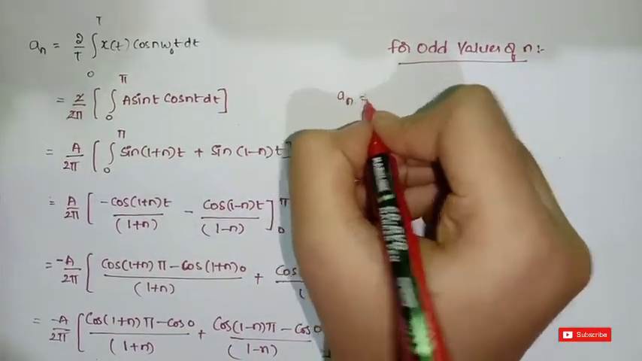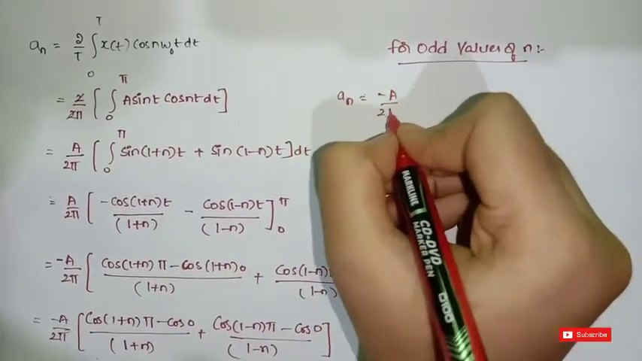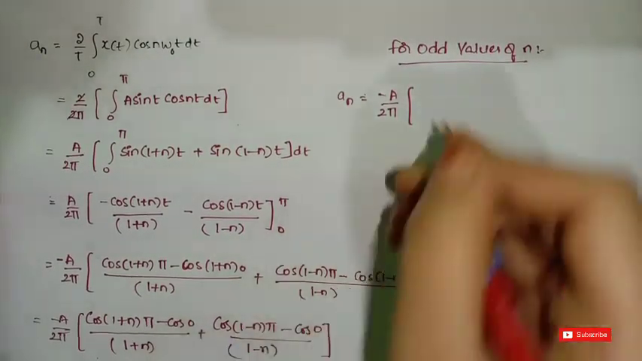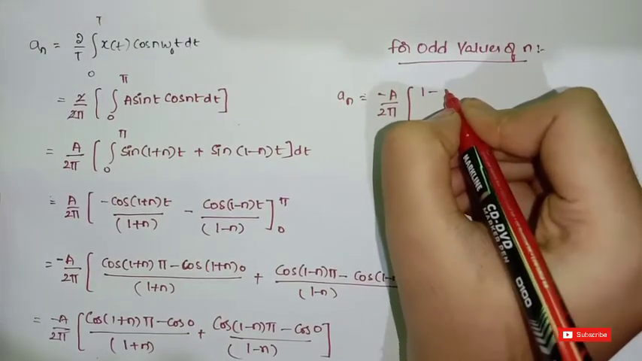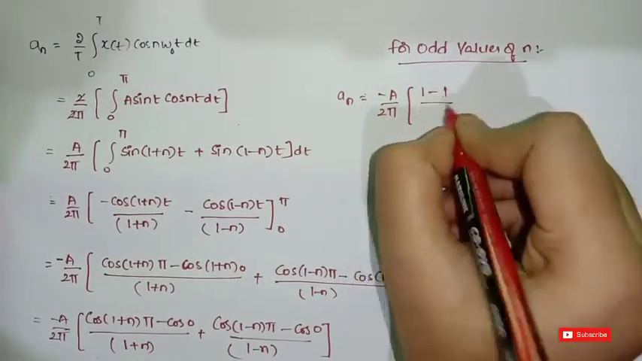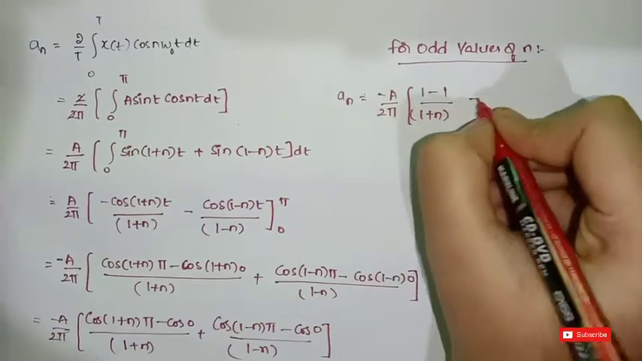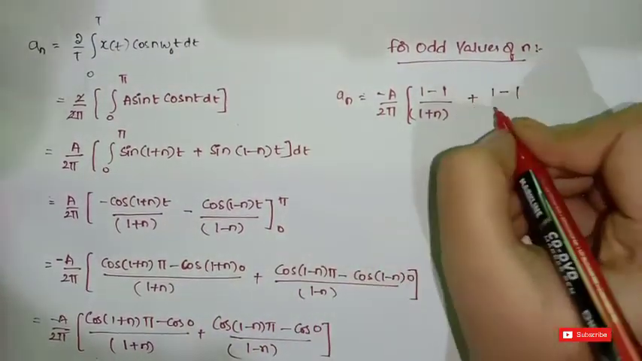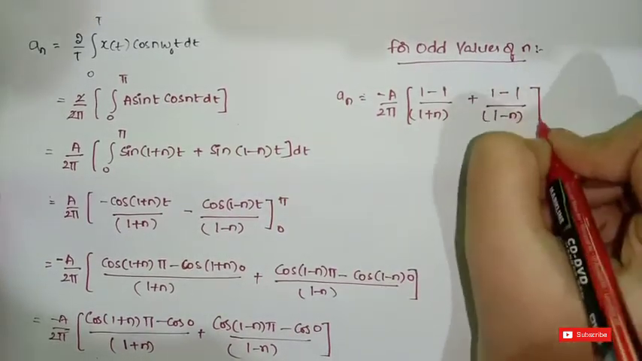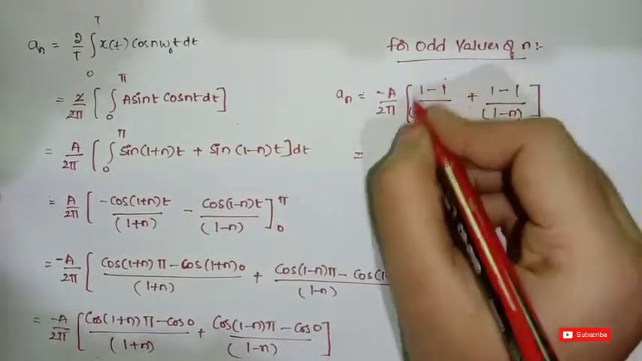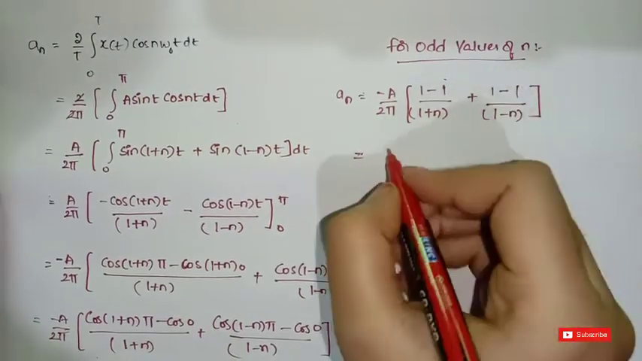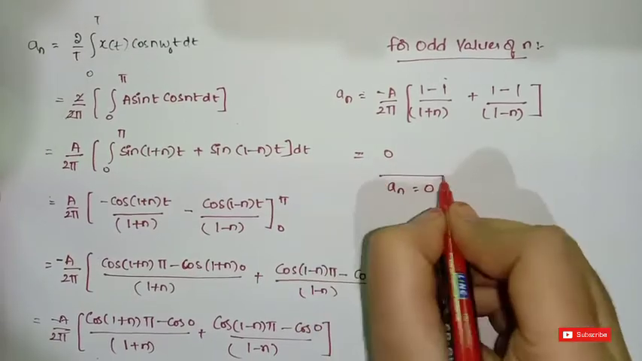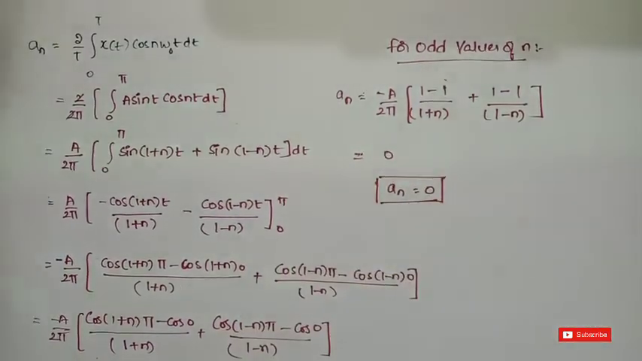Then an is equal to minus a by 2 pi [cos(1 plus n) into pi is 1, 1 minus cos 0 is 1] by 1 plus n plus [cos(1 minus n) into pi is 1, 1 minus cos 0 is 1] by 1 minus n. This value will be 0 and this value will also be 0. Minus a by 2 pi into 0 is nothing but 0. So an is equal to 0 for odd values of n.